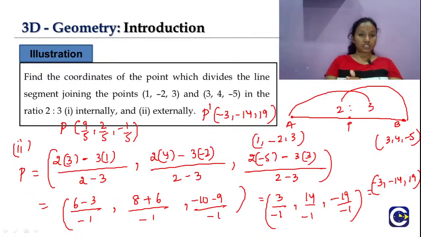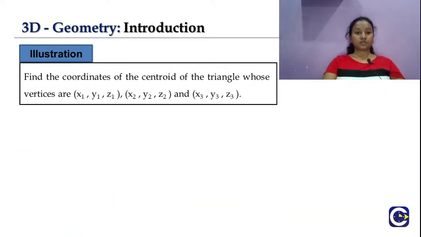So I hope you guys already got the answer for this. Let's move on to the next question. So here comes the next one. Find the coordinates of the centroid of the triangle whose vertices are given here. So you have to find the coordinates of the centroid.